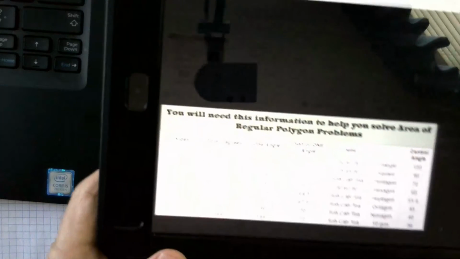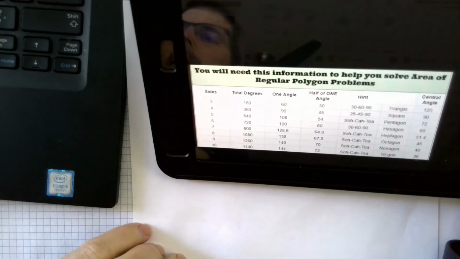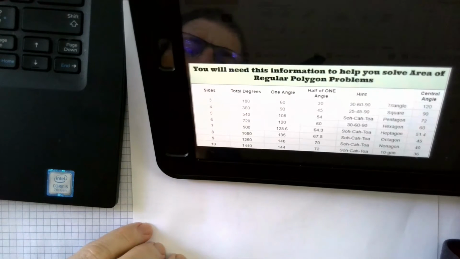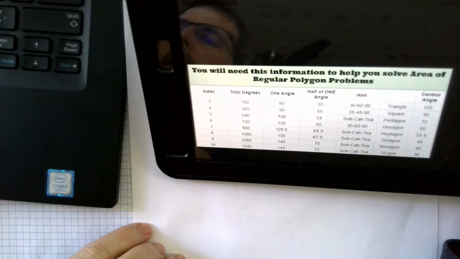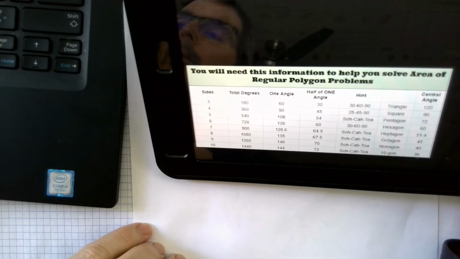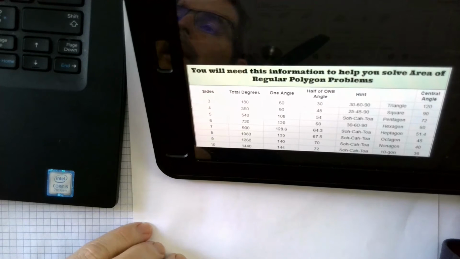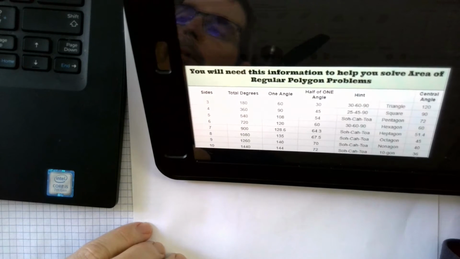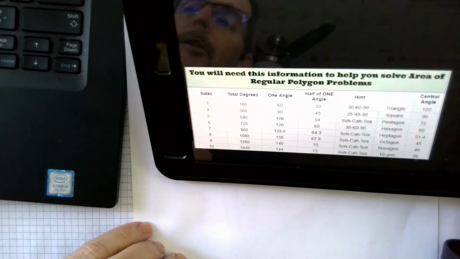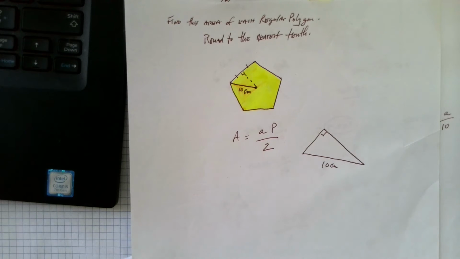And so here's where I want you to see this. This reference chart will help you to solve this problem. Notice we're working with a pentagon in this case, and on the row for the pentagon, it says 5 sides, 540 total degrees. One angle is 108 degrees. Half of one angle is 54 degrees. The hint says you're going to have to use SOHCAHTOA, and it tells you that a central angle is 72 degrees. That's really all the information that you would need to know on this, and that's why I'm giving you that.